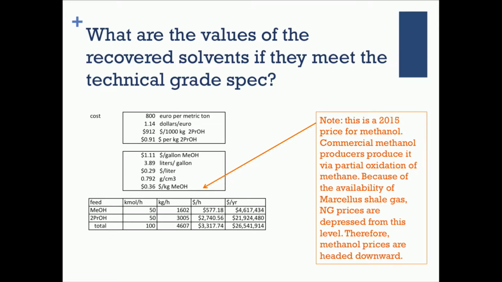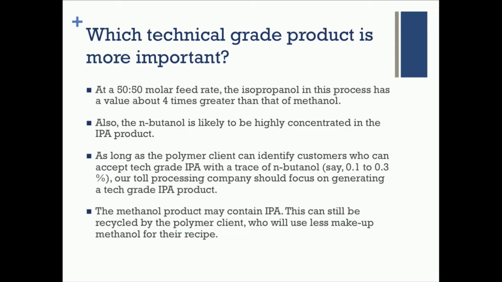This gives us a really big hint on what we should try to produce in the plant. That is, producing a quality isopropanol product would be probably a better objective than producing a quality methanol product, even though it may be easier technically to produce the methanol product. And the reason is the price. Much better price for the propanol. And the price for methanol is coming down, as we just found out.